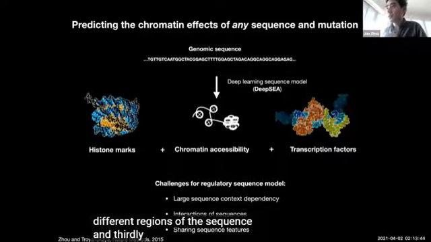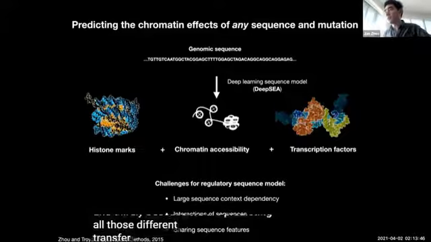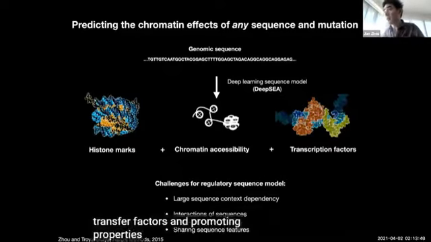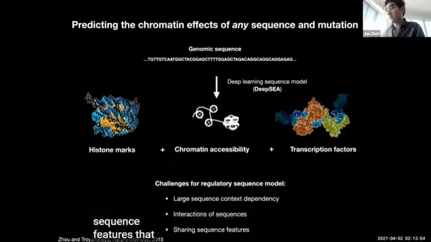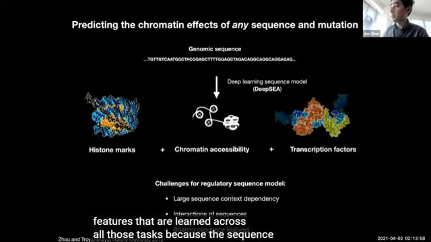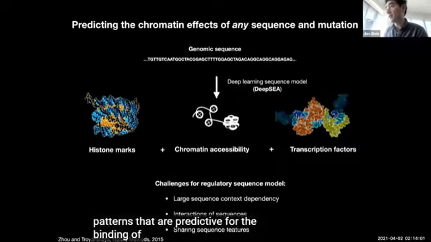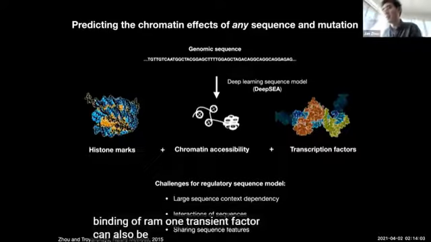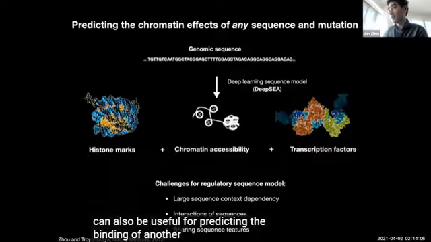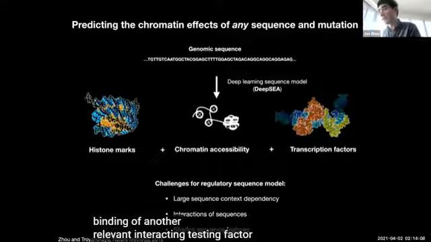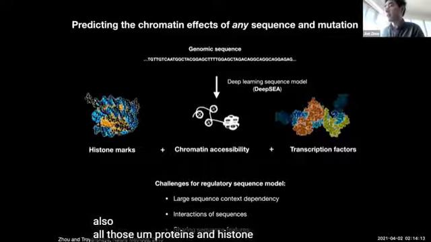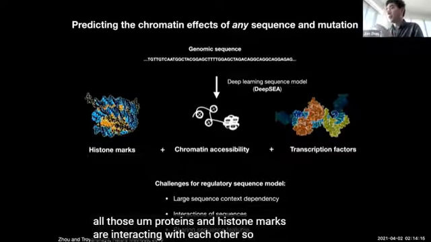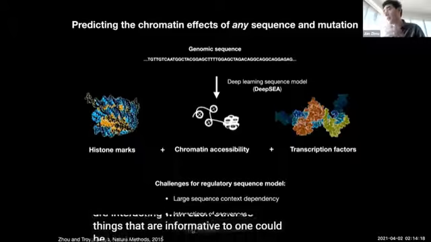And thirdly, because we are predicting all of those different transcription factors and chromatin properties, we would like to be able to share sequence features that are learned across all those tasks, because the sequence patterns that are predictive for the binding of one transcription factor can also be useful for predicting the binding of another relevant interacting transcription factor. And also all of those proteins and histone marks are interacting with each other. So things that are informative to one could also be informative to the other.